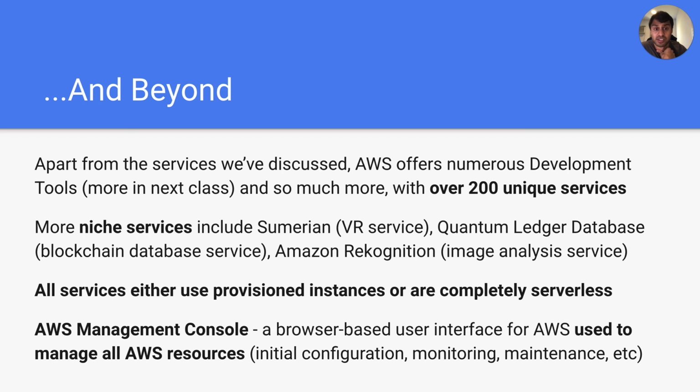Finally, all services are accessed through the AWS Management Console, which is a browser-based user interface for AWS used to manage all AWS resources. That's initial configuration, monitoring, maintenance, interaction, all of it. That's where all the screenshots of the configurations were from. So whether you want to provision a new EC2 instance, upload a new Lambda function, create and interact with your relational database, or add and delete contents to your S3 bucket, it can all happen through the AWS Management Console, which makes AWS super easy to use.